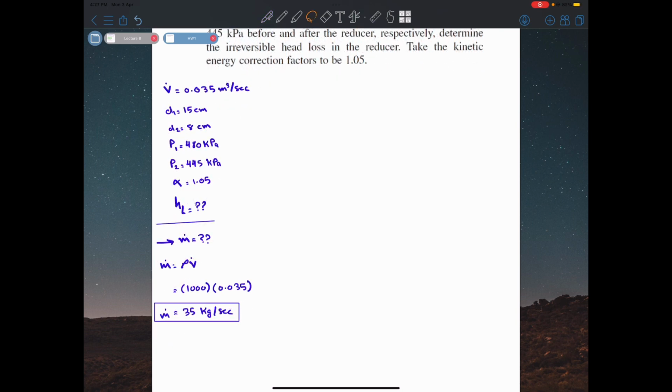Now, since it's a pipe, we will use the formula of area, which is area equal to pi d square over 4. First of all, we have to convert the values to meter, so we will multiply by 10 to the power minus 2. And now I will convert them and find the value of area 1 and 2.